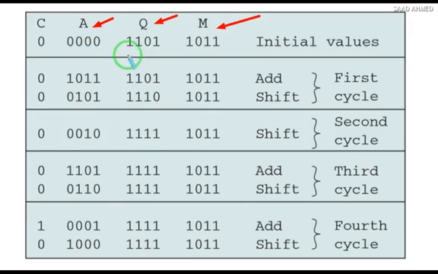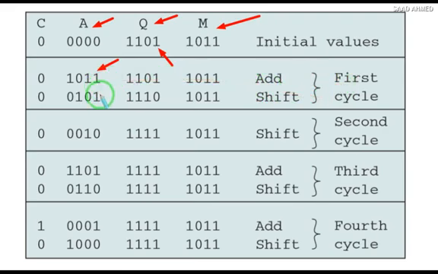In the first step, we check Q0, and Q0 is this bit on the right side. Remember, in the flow chart we are checking it for 1. If it is 1, we are going to add the value of M to A. Because it is 1, we add this to this, and A is all zeros, so 1011 will give you 1011. This is the addition during the first cycle.